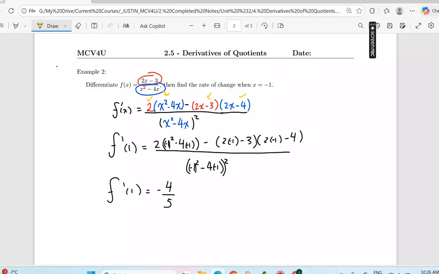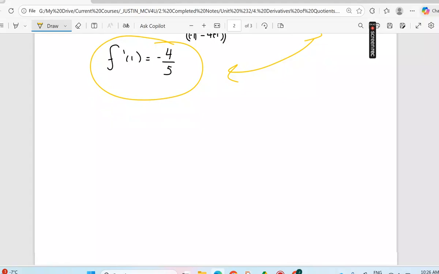It's asking us to find the rate of change when x equals negative 1. Notice I didn't simplify anything. I just went right ahead and subbed in x equals negative 1 to get a derivative of negative 4 over 5. I simply typed all this in my calculator to get negative 4 over 5. Done.